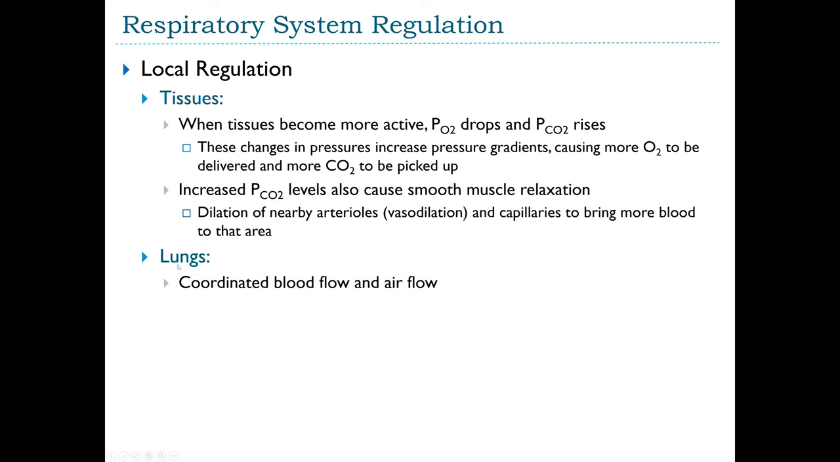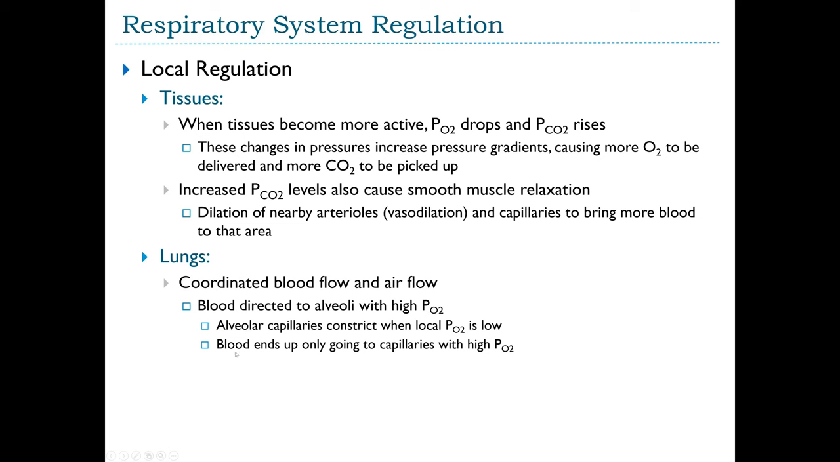Then you also have local regulation that happens inside the lungs. So we mentioned earlier that the blood flow and airflow within the lungs is coordinated. So blood is directed to alveoli that have a high level of oxygen pressures. And this happens because the alveolar capillaries constrict if the local partial pressure of oxygen is low. So it keeps blood away from alveoli where you have low oxygen, and it ends up sending the blood only to the capillaries where you have high partial pressures of oxygen.